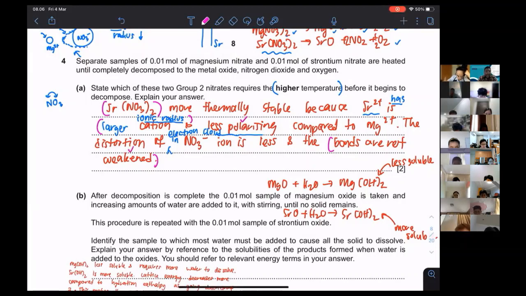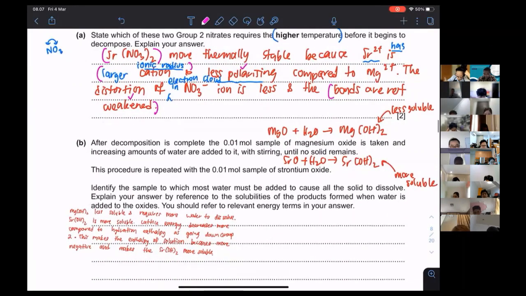Okay, Kenneth. Now after decomposition is complete, 0.01 mole of sample magnesium oxide is taken and increasing amounts of water are added with stirring until no solid remains. So they take the magnesium oxide and add water, and of course you will get magnesium hydroxide. They take the strontium oxide, add water, and you will get strontium hydroxide.